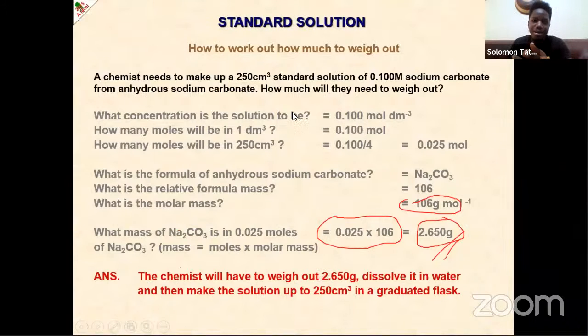Again, remember our question was, the chemist needs to make up this solution. How much will they need to weigh? So you can conclude and say the chemist will have to weigh 2.65 grams and dissolve it in water, then make up the solution up to 250 cubic centimeters in a graduated flask. That would be your answer according to the question. That's just including some grammar for you.